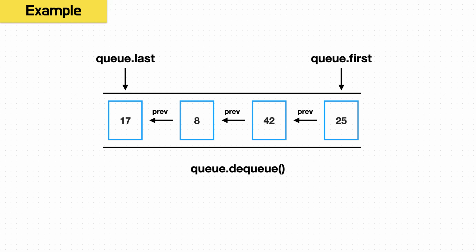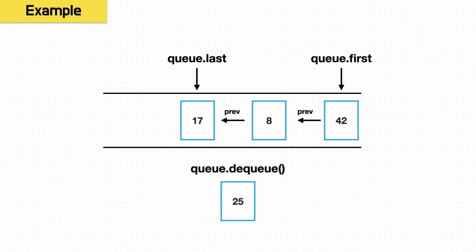To remove an item from the queue, we call queue.dequeue, which removes the first item. So we remove it and return it to our user, and then we update queue.first to point to the item that was behind it, or the previous queue.first.prev.